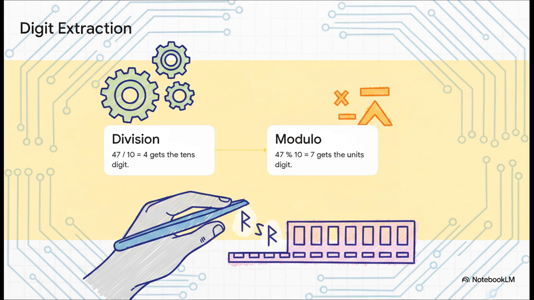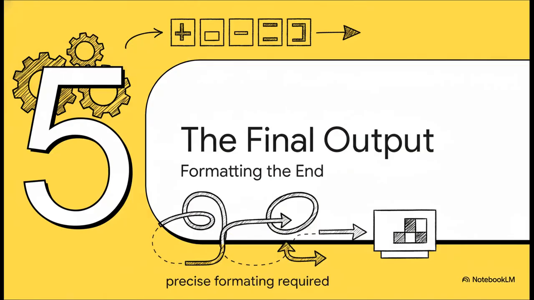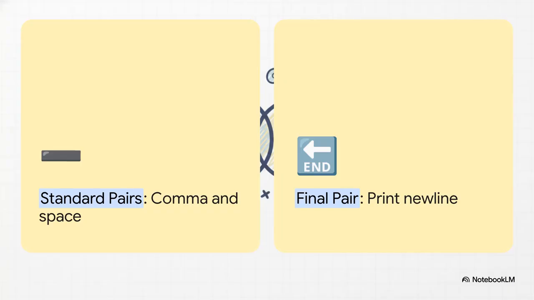This is one of those brilliant little aha moments in computer science. We then take that 4 and that 7, plug them right back in as indices into our safe harbor lookup array, and safely fetch the exact rune characters we need to print. Finally, part 5, the final output. We are in the final stretch now.